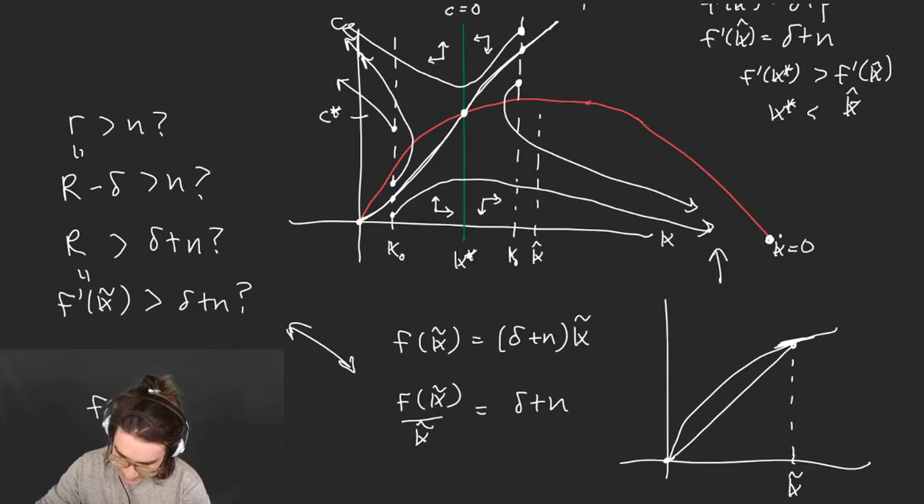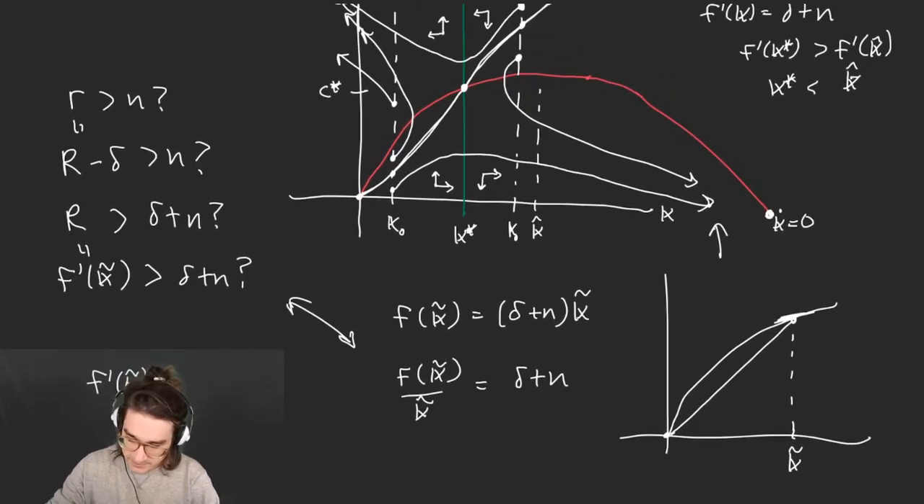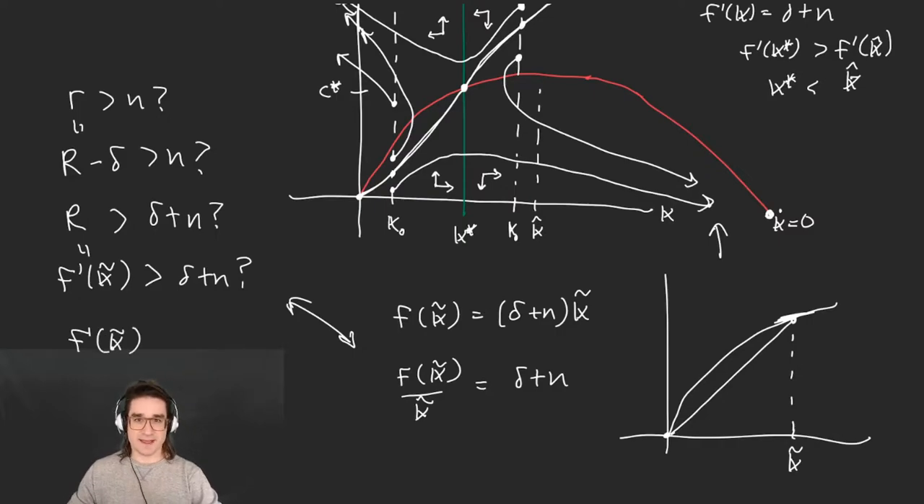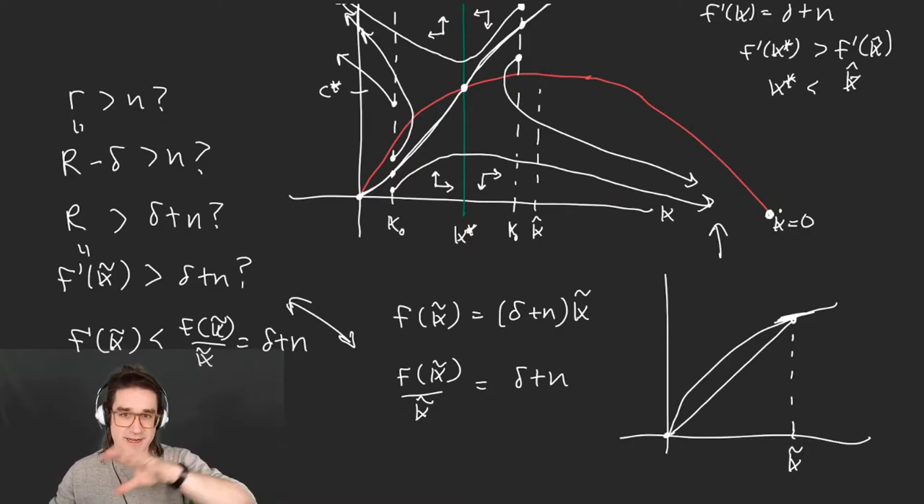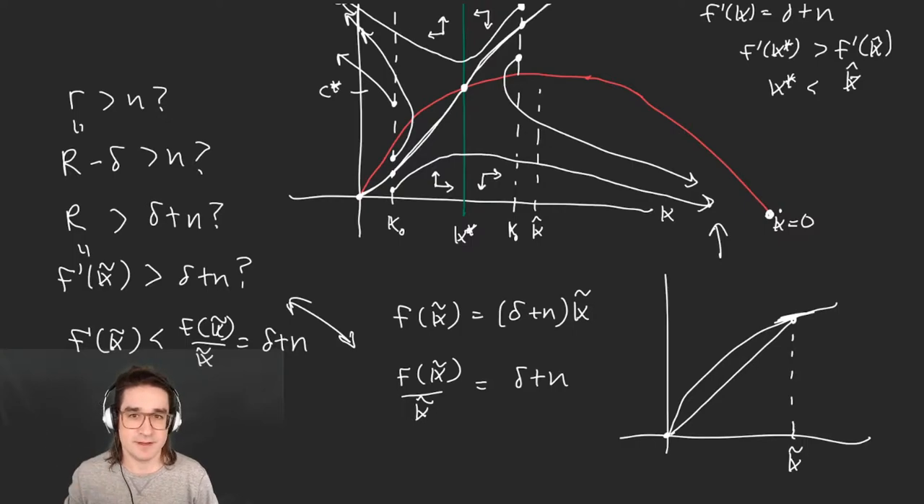So because f is concave, for any k, and in particular for k tilde, it's going to be true that that derivative is less than the average product. And we know from that right-hand side equation that this is equal to delta plus n, okay? The second line is that delta plus n is greater than f prime, and the first line is that we wanted delta plus n to be less than it, okay?